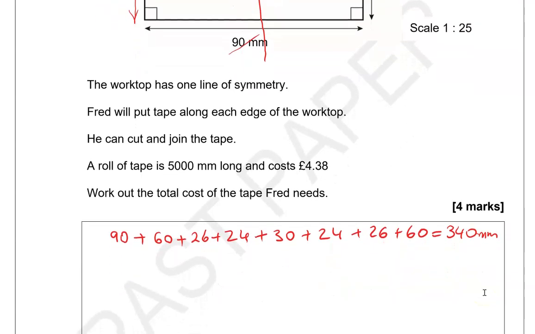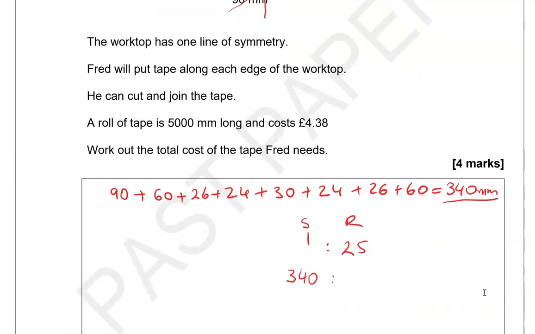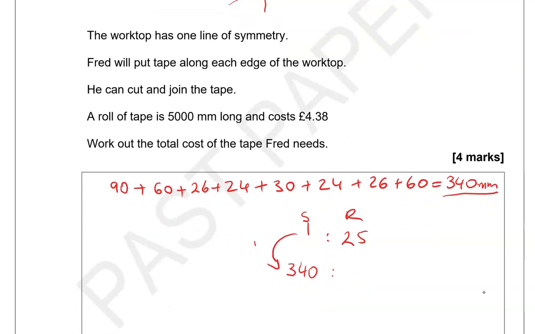What about in reality? So we're going to use the scale to work that out. Scale says 1 on the scale drawing is equal to 25 in reality. So if this is 340 in total in the scale drawing, what is it in reality? So again, to get from 1 to 340, we've multiplied by 340. So we'll do the same on the other side. So 25 times 340 gives us 8,500. That is millimeters, as that's what we input in the first place.